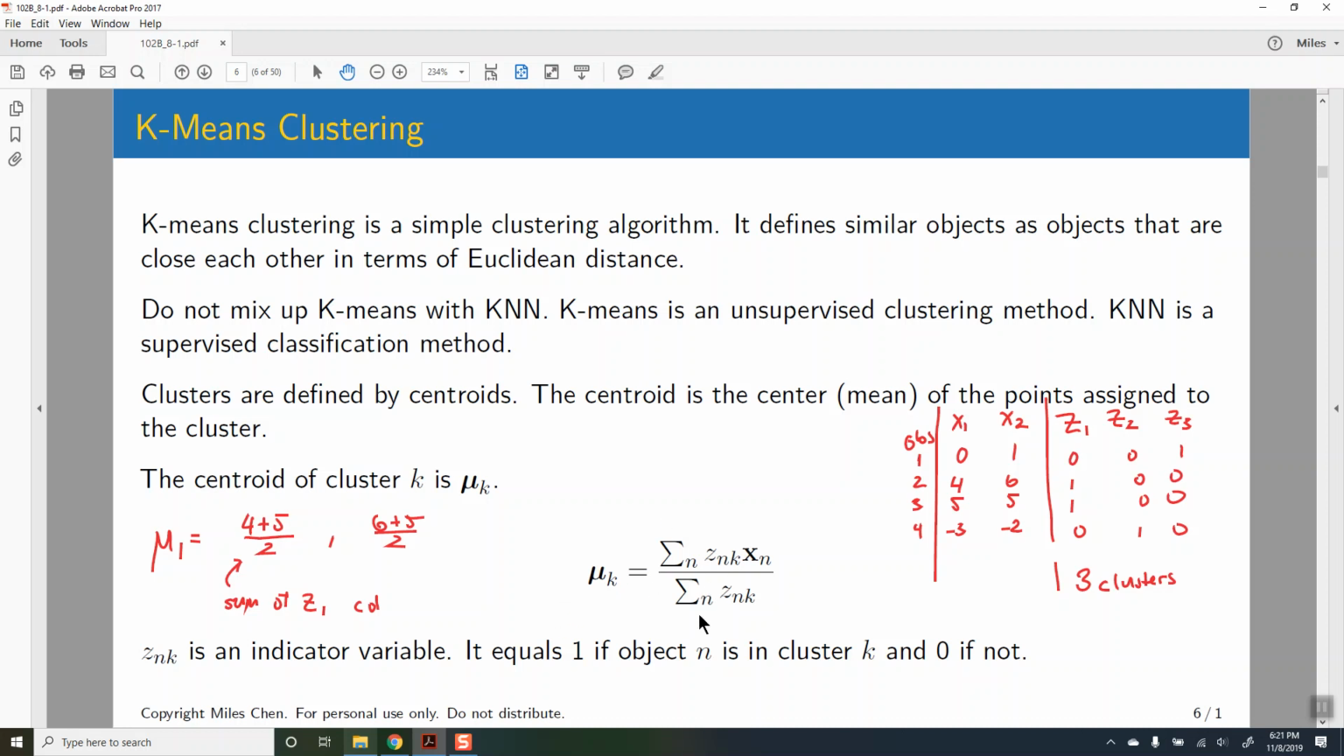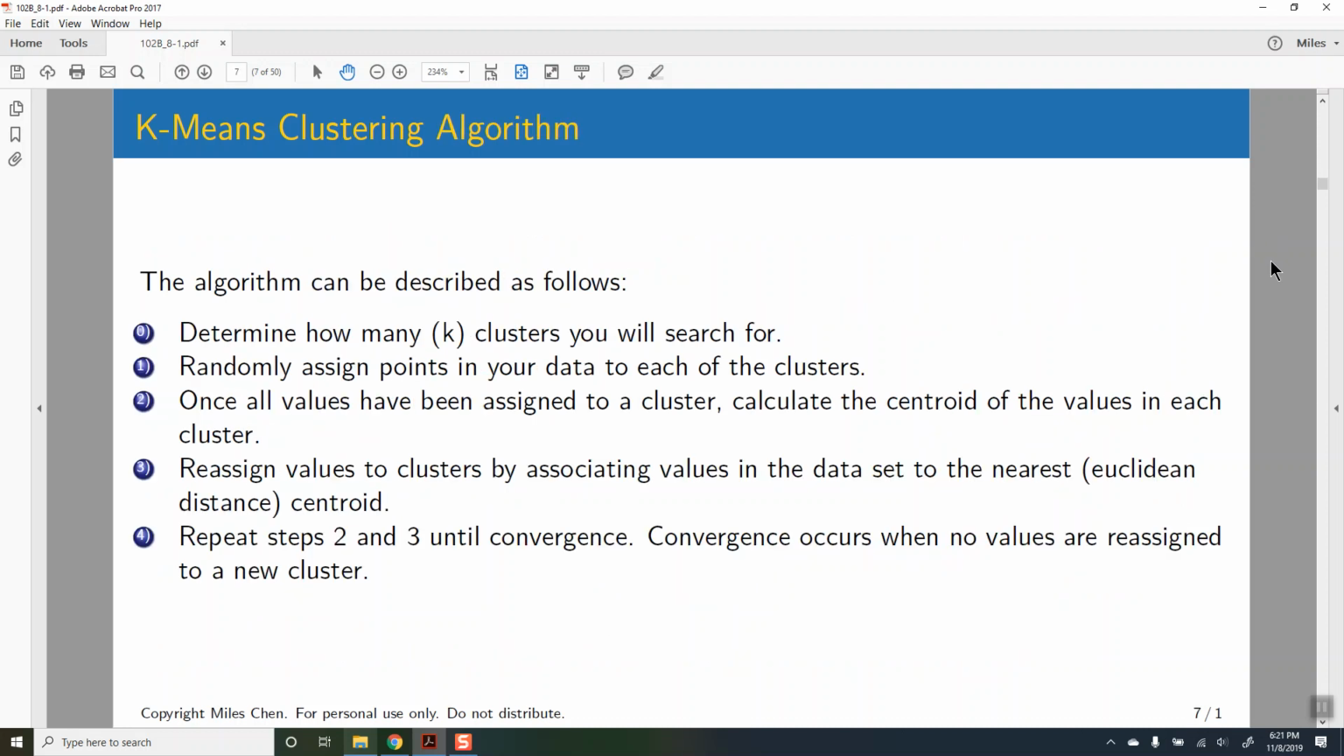Basically, we're just saying the centroid is the mean of the values that belong in that cluster. But this is how you would express it mathematically. It's the mean of the values that belong in that cluster, and we're just multiplying by a 1 or a 0 here. Is that okay? All right.